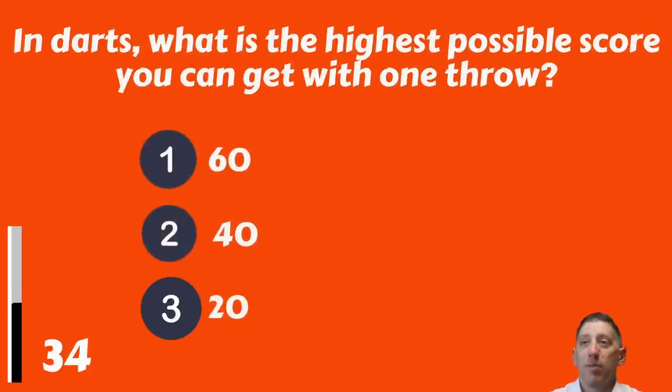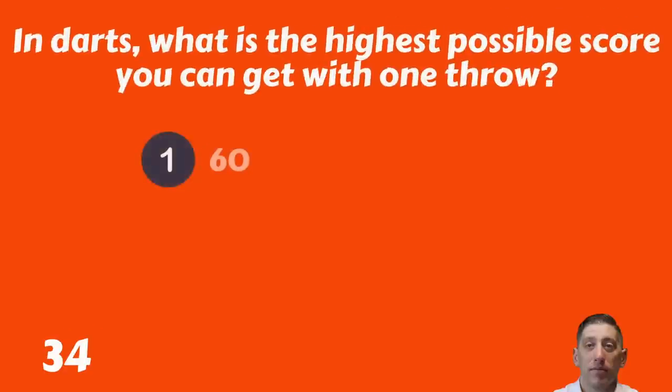In darts, what is the highest possible score you can get with one throw? 60, 40, or 20? 60.